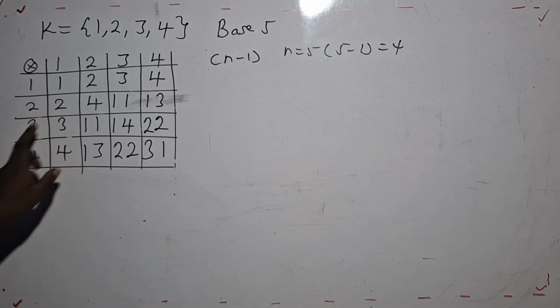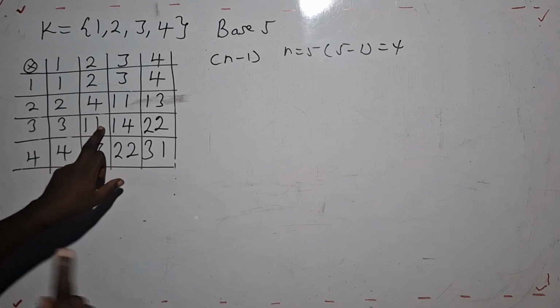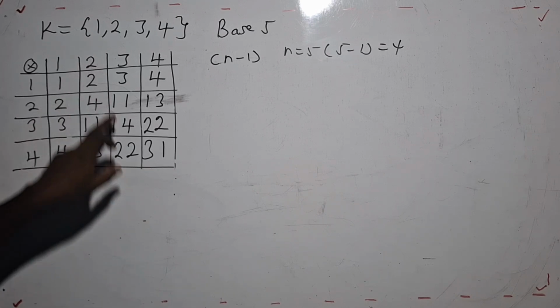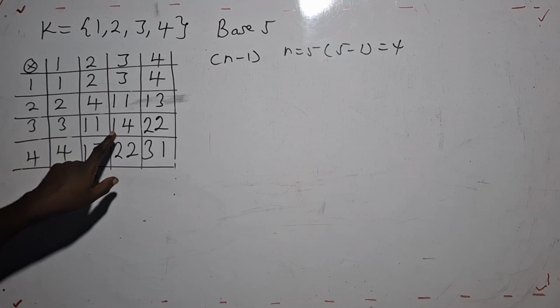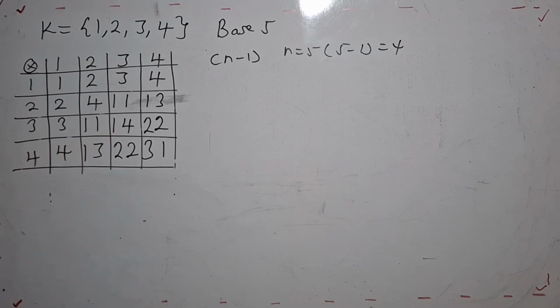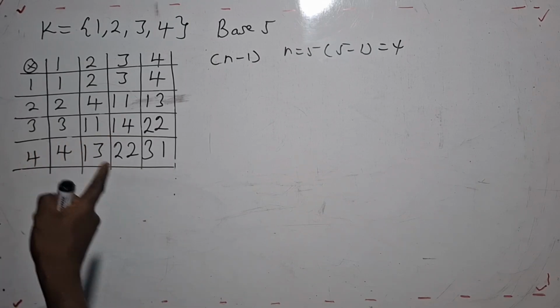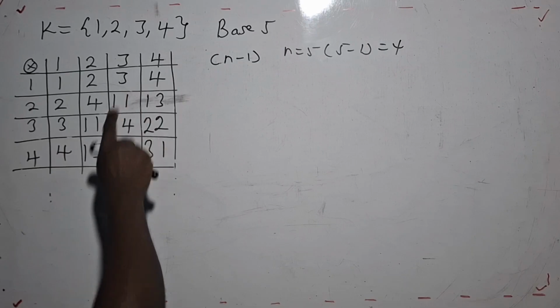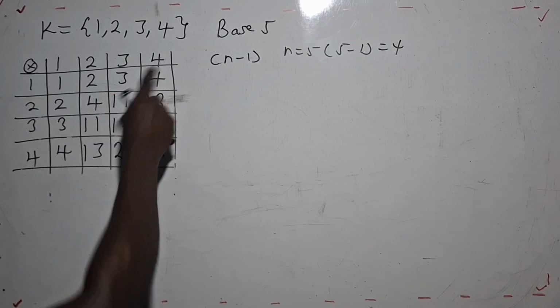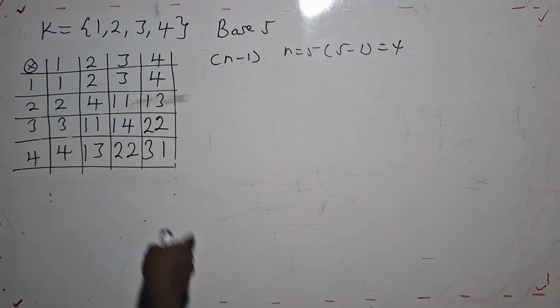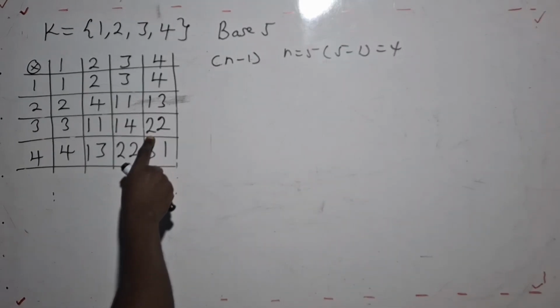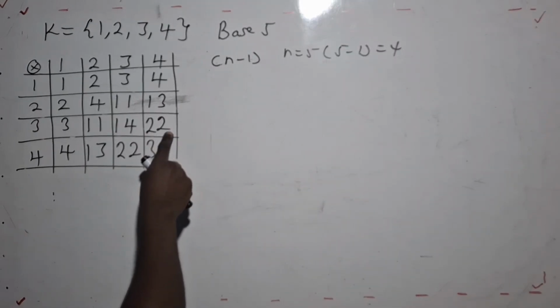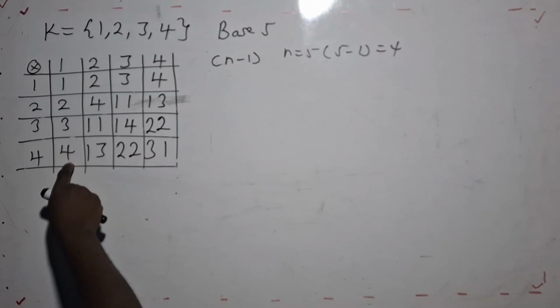3 times 1 is 3. 3 times 2 is 6. 6 divided by 5 is 1, remainder 1. 3 times 3 is 9. 5 can go into 9 one time, remainder 4. 3 times 4 is 12. 12 divided by 5 is 2, because 5 times 2 is 10, remainder 2. 4 times 1 is 4.